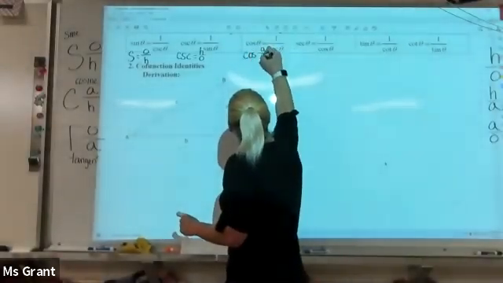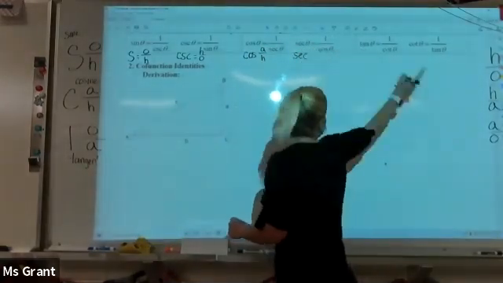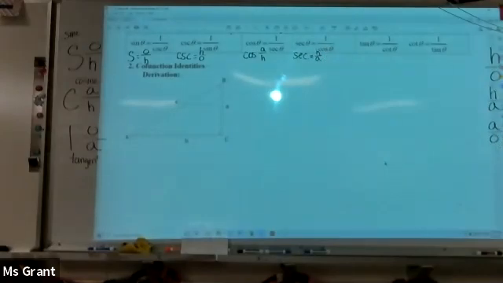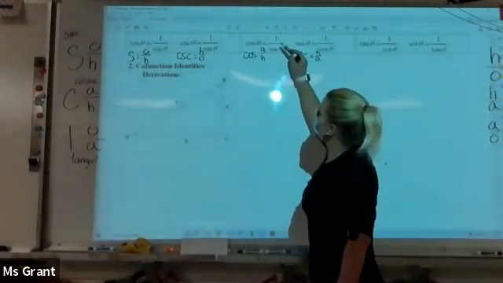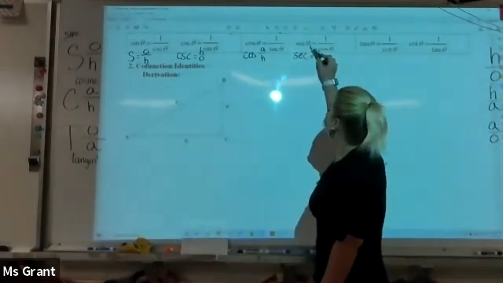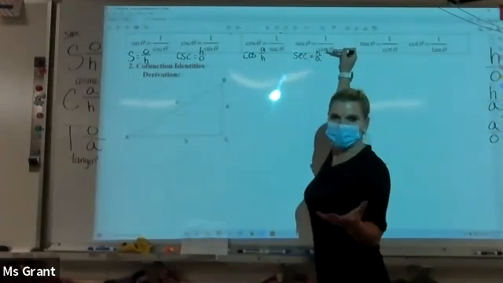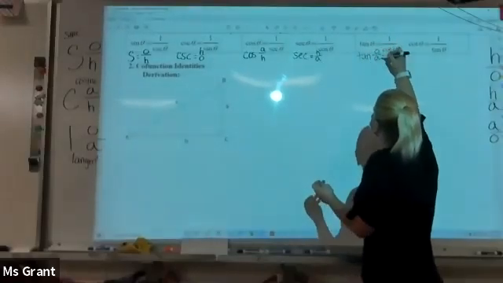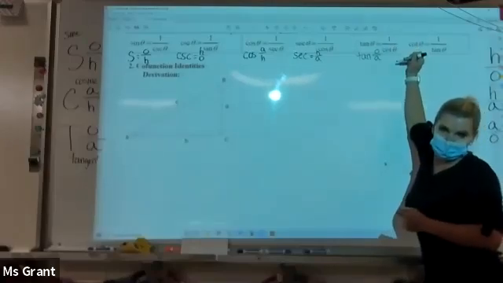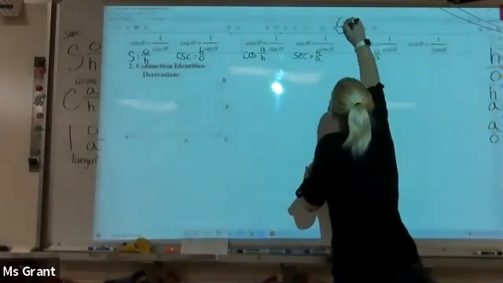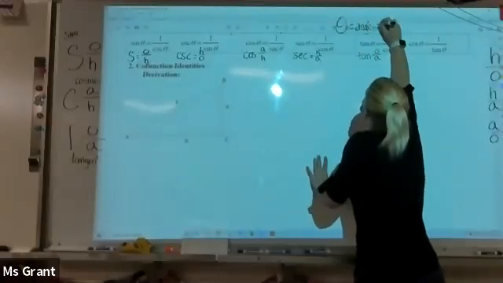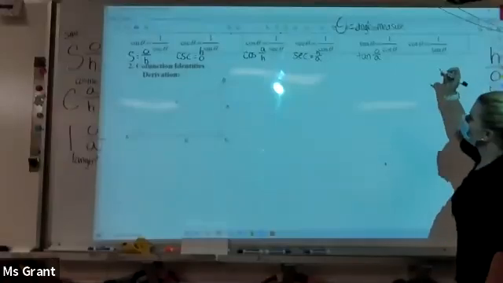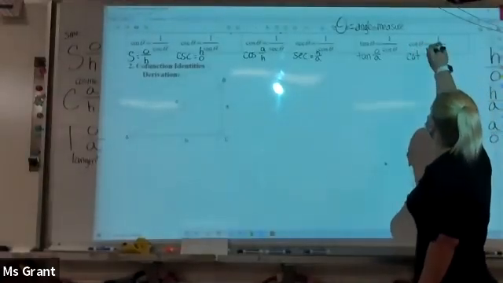Cosine is adjacent over hypotenuse. And secant, as you can see over there, is hypotenuse over adjacent. They're reciprocals of each other. Stating it, cosine equals 1 divided by secant means reciprocal. Secant of theta equals 1 over cosine. That's reciprocal as well. Tangent, opposite over adjacent, is the same as 1 divided by cotangent of theta. You remember theta just means the angle measure. We don't know what the angle is, so we just say it's theta. That's how big it is. Cotangent is adjacent over opposite.